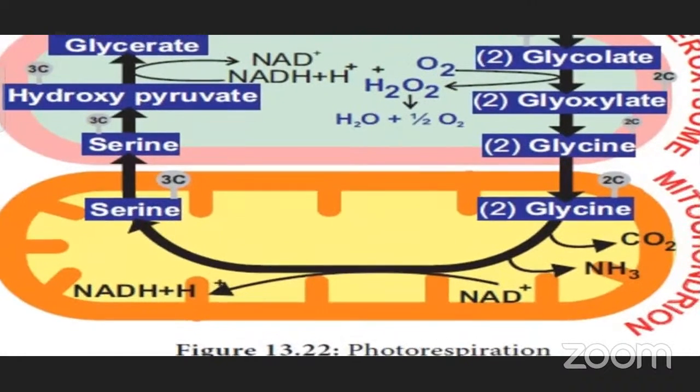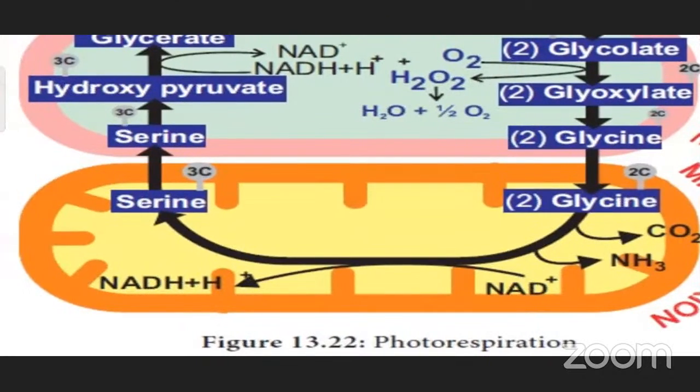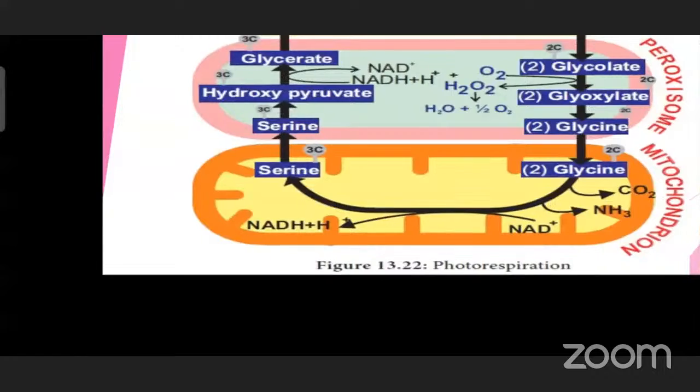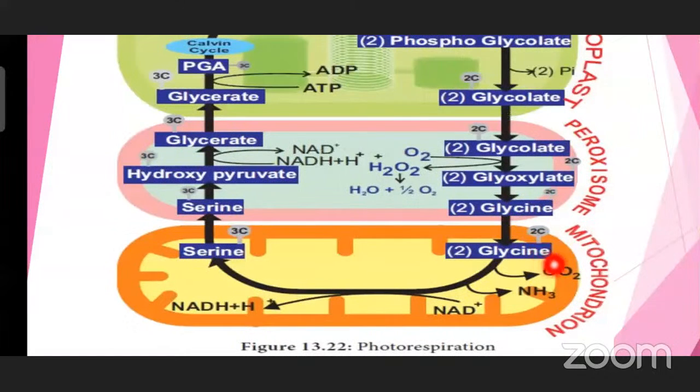So you have to remember the amine group, NH3, is going to combine with glyoxylate, make the glycine formation, again enter into the mitochondria, again through the serine it is going to get released into the peroxisome back again. Okay, so this amine group is going to move between peroxisome and mitochondria, remember that thing. And this serine is this 3 carbon compound.